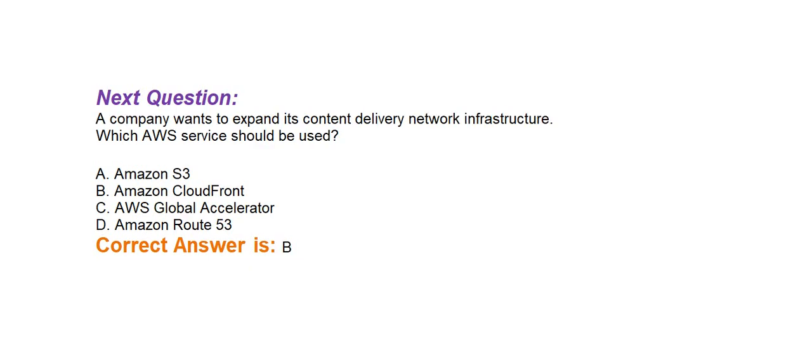Next question is, a company wants to expand its content delivery network infrastructure. Which AWS service should be used? Option A, Amazon S3. Option B, Amazon CloudFront. Option C, AWS Global Accelerator. Option D, Amazon Route 53. Correct answer is option B, Amazon CloudFront.